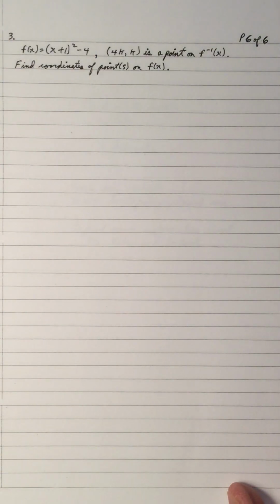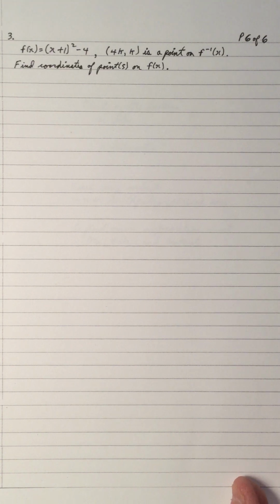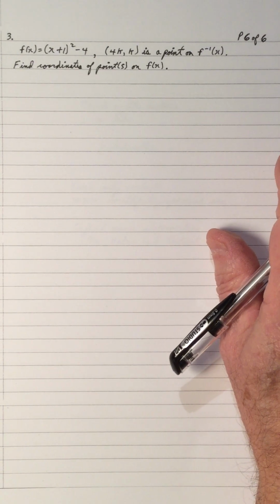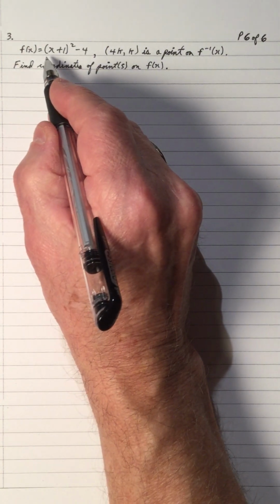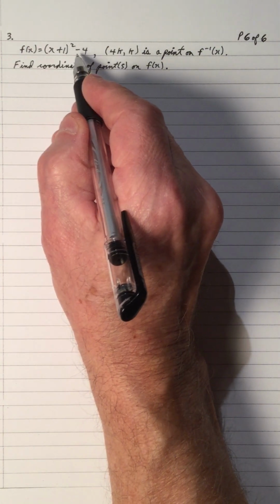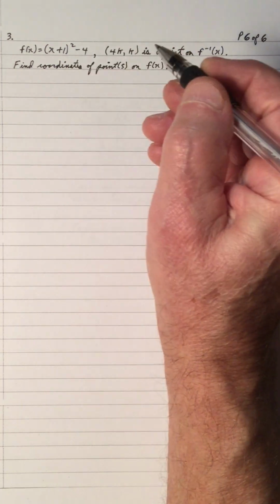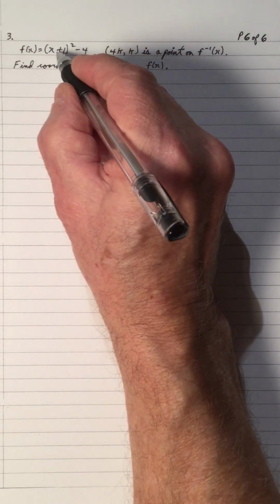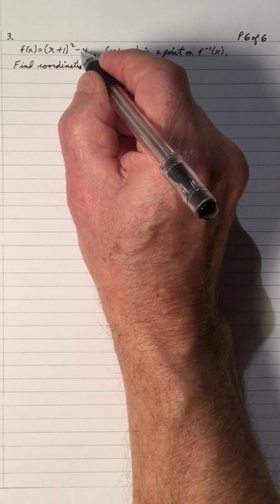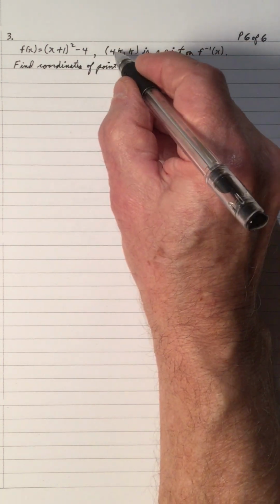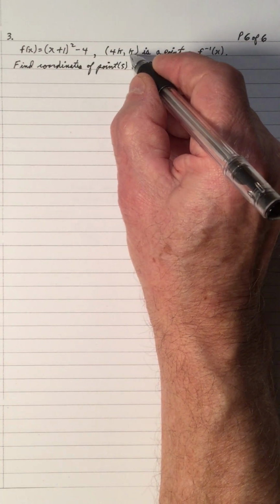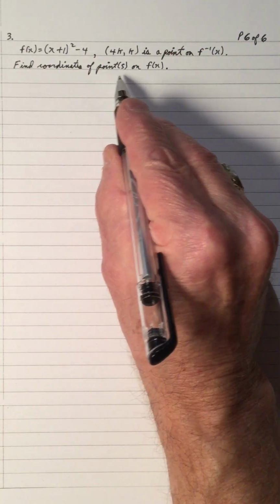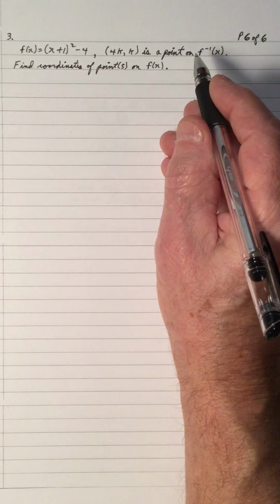And now we have a final question. I always come up with some extra questions. Helps you use your math skills. F of x equals x plus 1 all squared minus 4. Notice that's a parabola. And the vertex of the parabola is -1, -4. But the point 4k, comma k, is a point on the inverse. Find the coordinates of the points on the f of x.